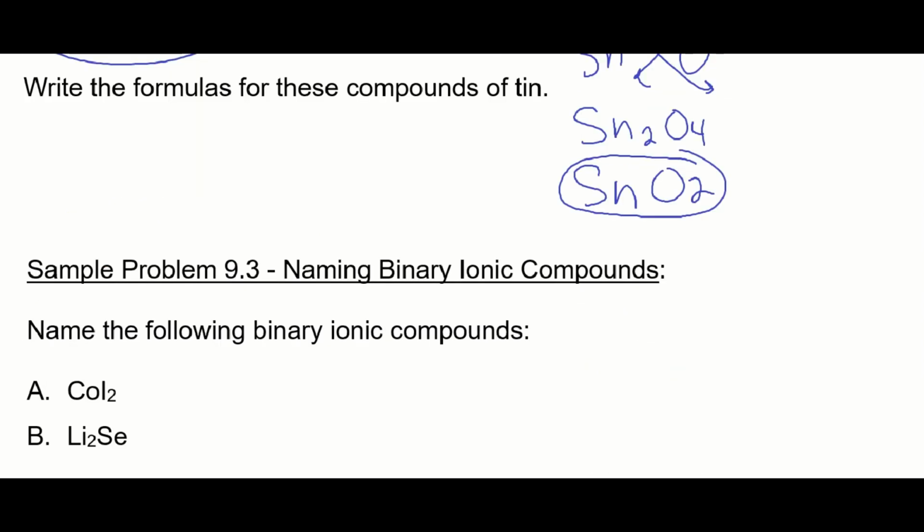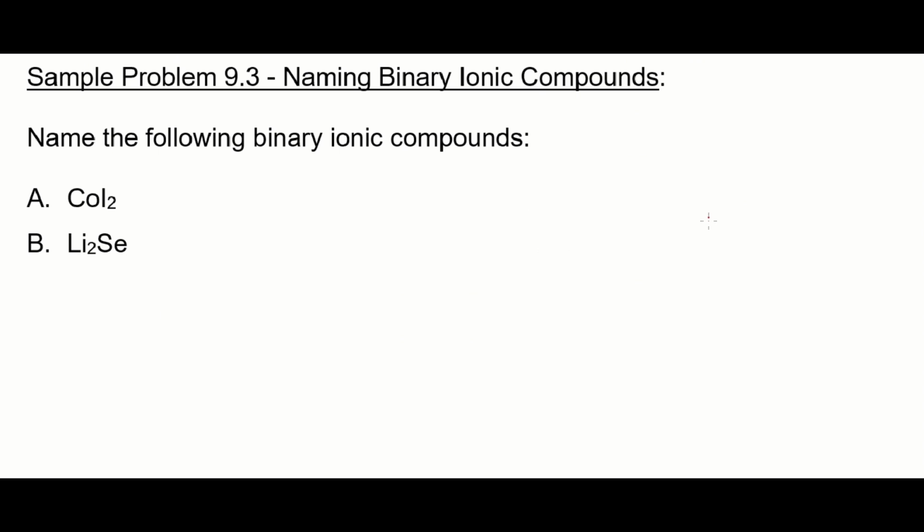So now we're ready to name ionic compounds given the formulas. You just go right in the reverse order. Now you've got to be careful with these transition metals because a lot of these, like cobalt, can have multiple charges. So you'll have to go in reverse order to determine the charges.